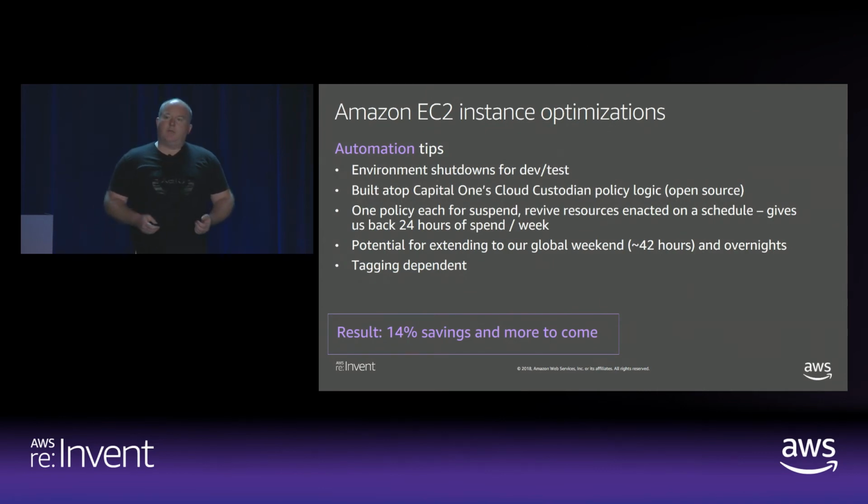As Jill mentioned earlier when she was covering her pillars, automation is key. And it's really key to anything you do inside AWS. One of the more cost-saving focused initiatives we have for our automation is environment shutdowns in our dev and test environment. We're not a 24/7 operation when it comes to our development staff. So we've used Capital One's Cloud Custodian policy logic, which is open source.